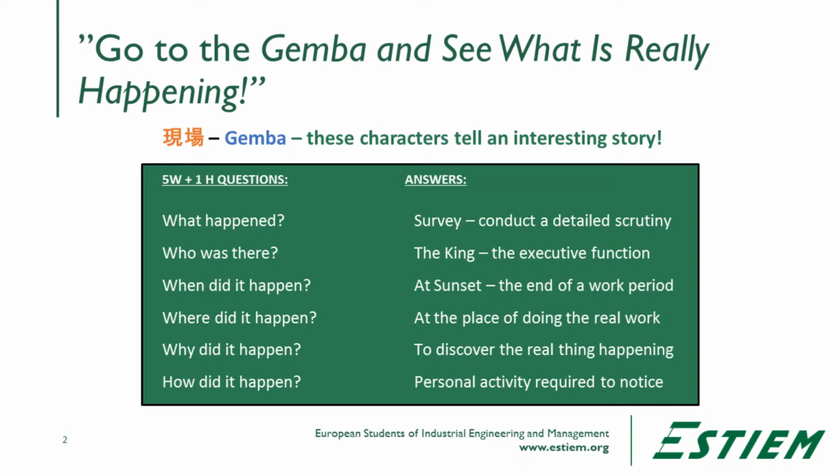Now, what I want to do is use the 5W1H questions to understand what's actually going on. So the first question is, what happened? Well, it's a survey. It's a detailed scrutiny of what went on in the workplace. Who was there? The king. It's an executive function. It's not necessarily the function of the worker, but it's a function of management to understand what's happening. When did it happen? At sunset. This is at the end of a natural working period. Where did it happen? At the place of doing the real work. Why did it happen? To discover the real thing that was happening in the work. How did it happen? It was personal activity by the executive to go and understand and notice what actually is going on. So we talk about the Gemba.